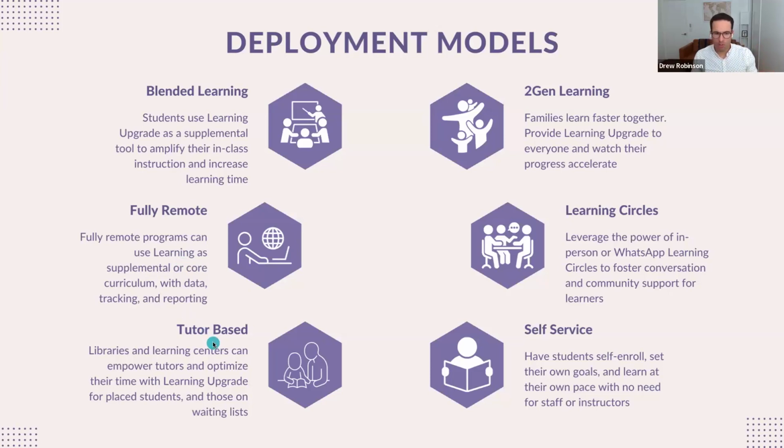We have tutor-based. This is mostly with our libraries and literacy centers. Here, tutors are paired with individuals, or maybe they conduct some group sessions. Tutors have not come back in the numbers that we saw before COVID, so a lot have very long waiting lists. They're having a difficult time recruiting tutors and having tutors available to the learners. In these cases, if you have 300 students on your waiting list, put all of them on Learning Upgrade. They'll work for a few months. You'll get granular reports and see exactly where the students are. That way, when they get paired with a tutor, the tutor wastes no time. They know exactly where to spend their intervention sessions.